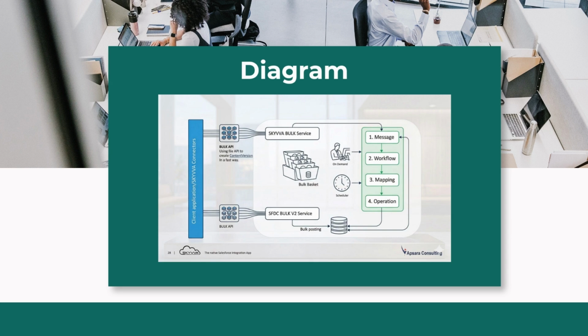4. Bottom. Salesforce Bulk. Important difference. At the bottom, you see SFDC Bulk v2 service. This represents Salesforce Bulk Processing. Here, the Bulk API is used to directly post data into Salesforce as objects. There is no content version, no bulk basket, no SKYVVA control board. Data goes directly to Salesforce using bulk jobs.